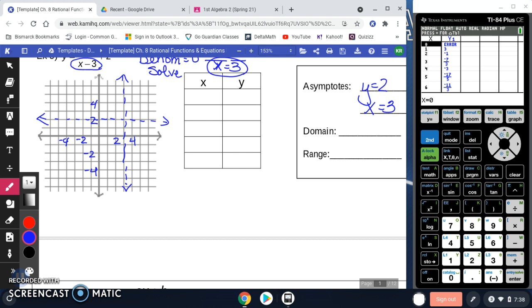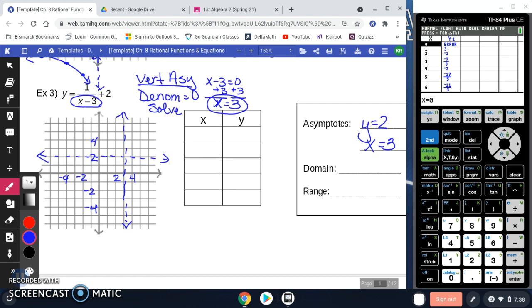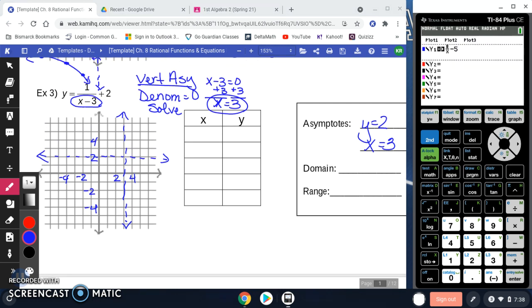Okay, let's go to, I guess we haven't put this equation in yet, so go back to your y equals. I'm just going to go to my numerator, change that to 1, denominator. We want x minus 3 plus 2. Okay, graph that. There it is. You can see how that's set up, that we have our asymptotes in the correct place. I'm going to go to table.